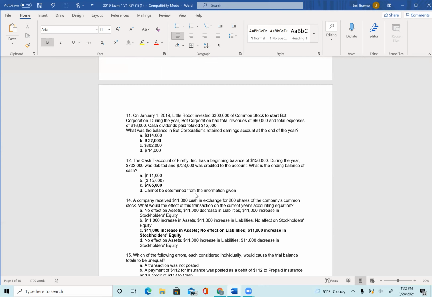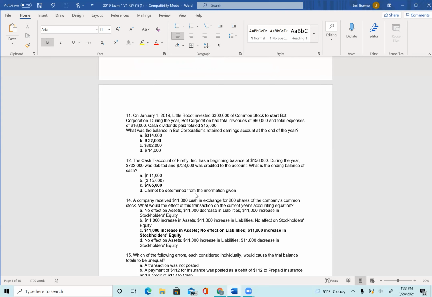So on January 1st, 2019, Little Robot invested $300,000 of common stock to start Bot Corporation. During the year, Bot Corporation had total revenues of $60,000 and total expenses of $16,000. Cash dividends totaled $12,000. So what is the balance in retained earnings at the end of the year?